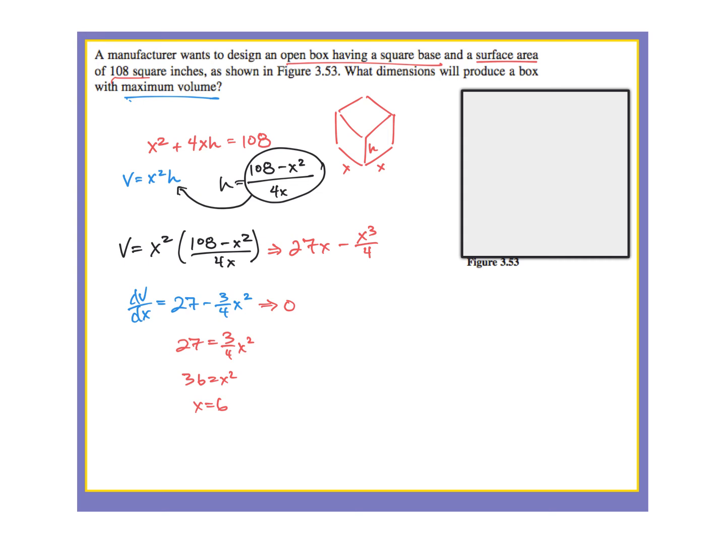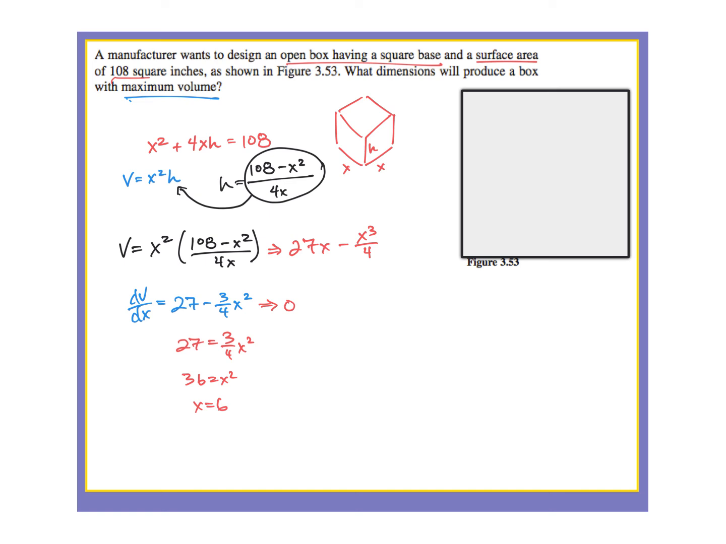All right. So what dimensions will produce a box with a maximum volume? Now, technically, I should figure out if my derivative goes from positive to negative. I should probably do that. However, I'm just going to say it works. Sounds good? All right, cool.